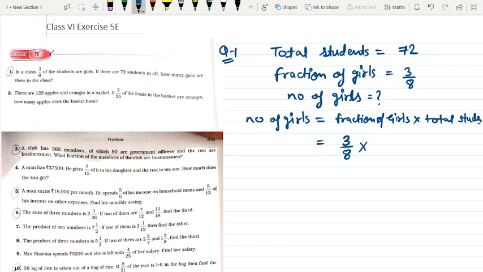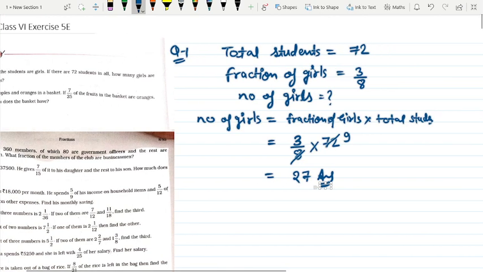How many students are there? 72 students. So we can just simply cancel out: 8 9 ja 72. In the previous exercise we have done the simplification. So now the number of girls came here 27. That is your answer of question number 1. I hope you have understood this question. Now let's move to question number 2.